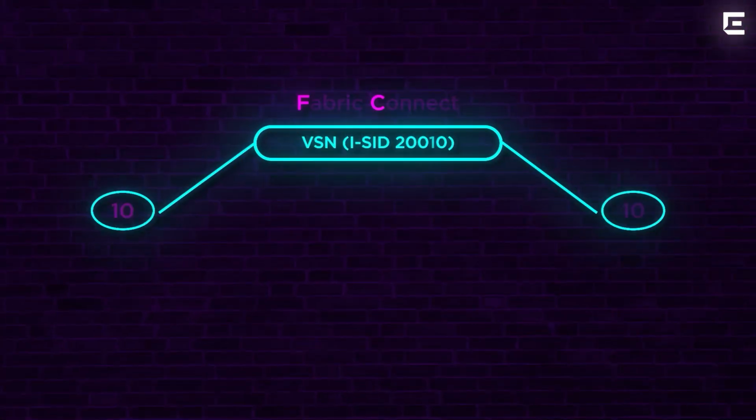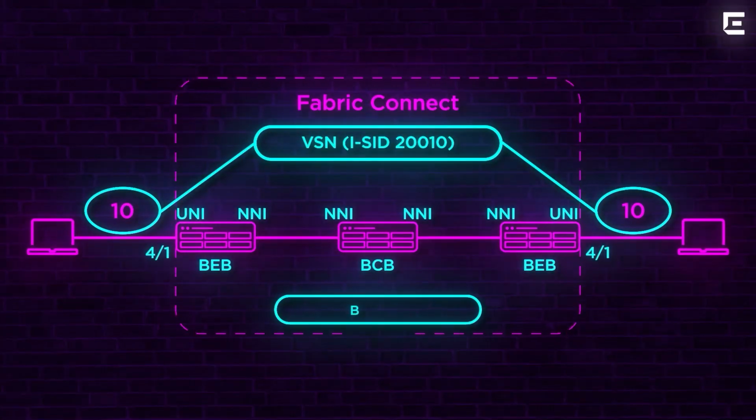So on the screen, you see two customer VLANs, VLAN 10, and to connect these two VLANs together, all you really need to do is to map the customer VLAN to the service identifier of the virtual services network. So in this case, that's VLAN 10 needs to be mapped to ISID 210. Why 210? Well, there's no meaning to that. It could be any number. The system could even generate a number for you if you prefer.